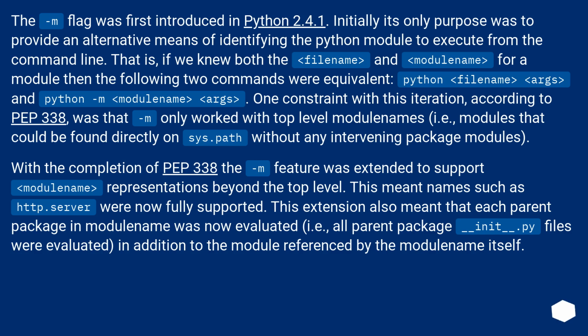With the completion of PEP 338, the -m feature was extended to support module name representations beyond the top level. This meant names such as http.server were now fully supported. This extension also meant that each parent package in module name was now evaluated, i.e., all parent package __init__.py files were evaluated, in addition to the module referenced by the module name itself.